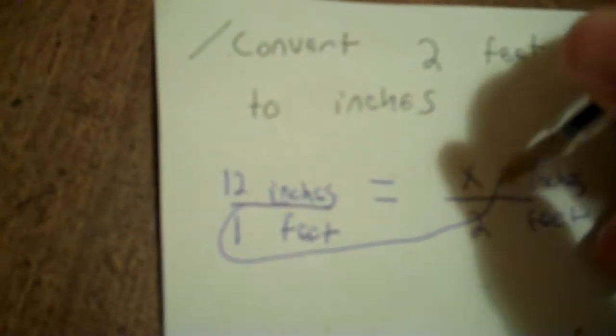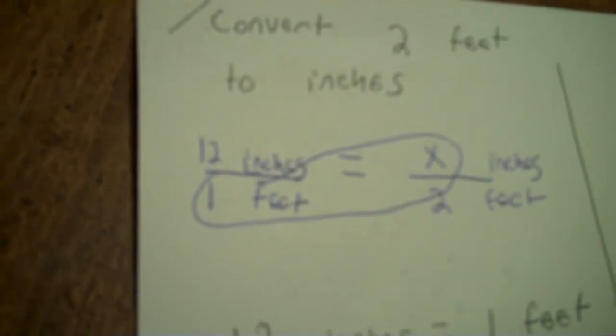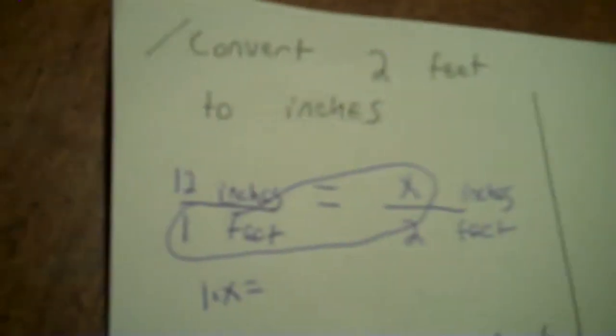This is just like making equals over here. Circle the one with the x, okay? So, you're going to put 1 times x. Now, you can't figure out what 1 times x equals, so you just leave it 1 times x. Okay.